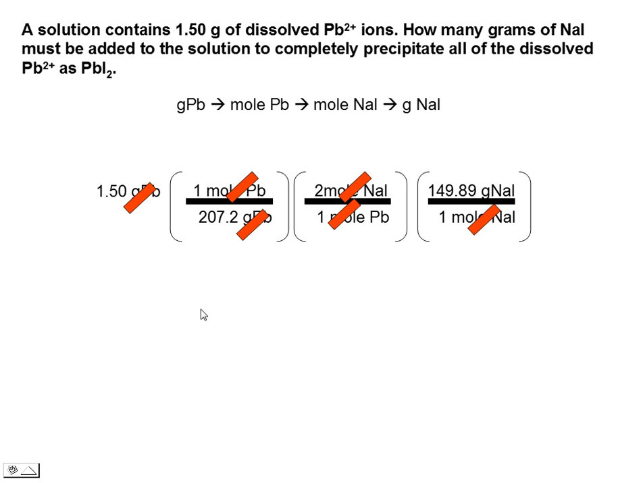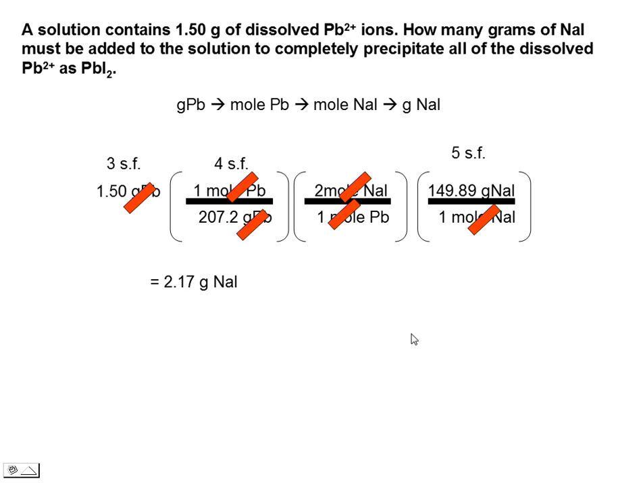Also, keep in mind the significant figures. We know that the beginning 1.50 grams of lead is 3 significant figures. We know that the moles of lead going to grams of lead, that's 4 significant figures. And we know that the 2 moles into 1 mole is an infinite number of significant figures, so we're not going to account for that in our calculation. And we know that in the sodium iodide molar mass, we have 5 significant figures. Now let's plug this information into our calculator and solve for the grams of sodium iodide.